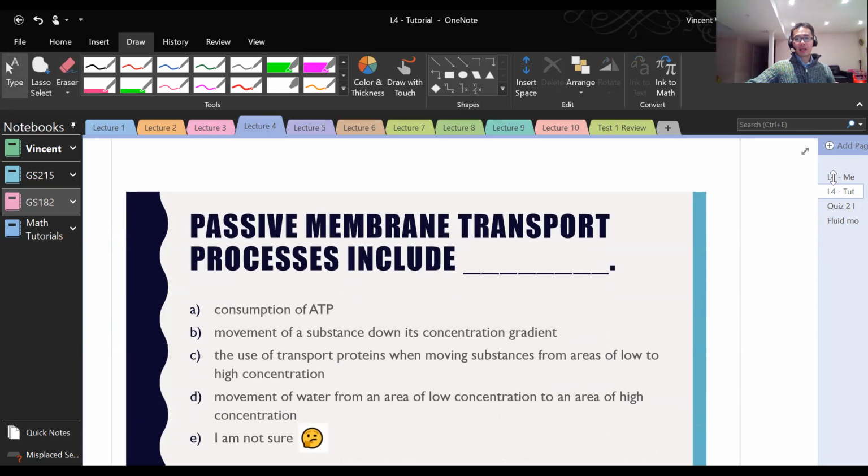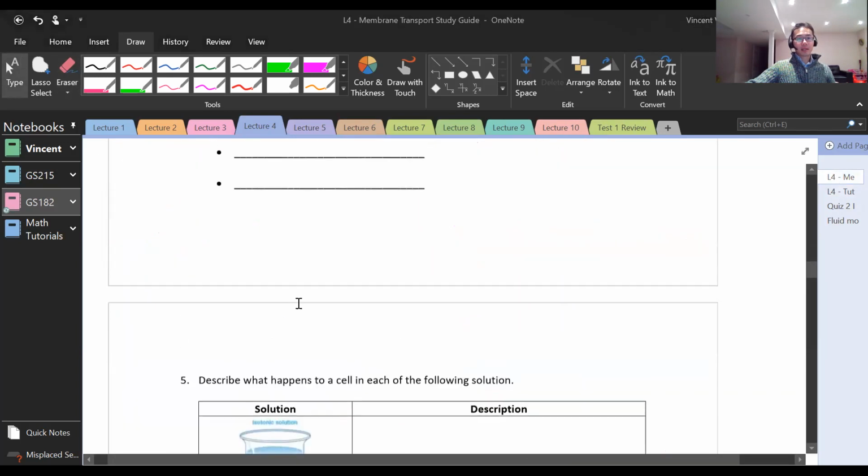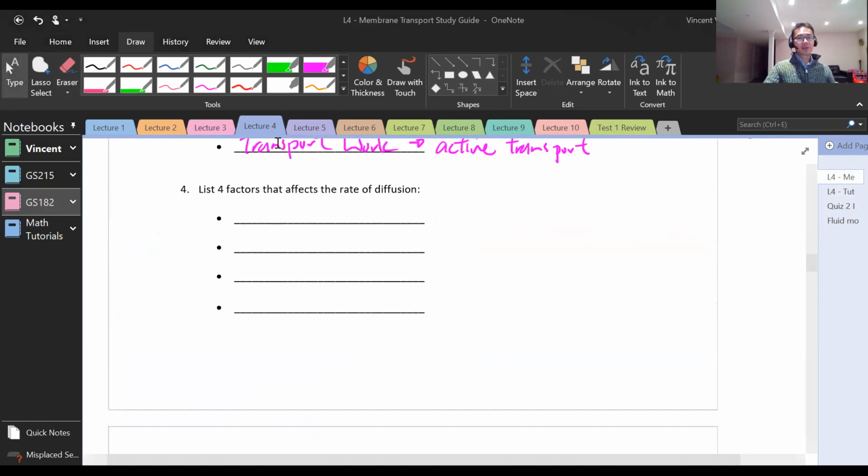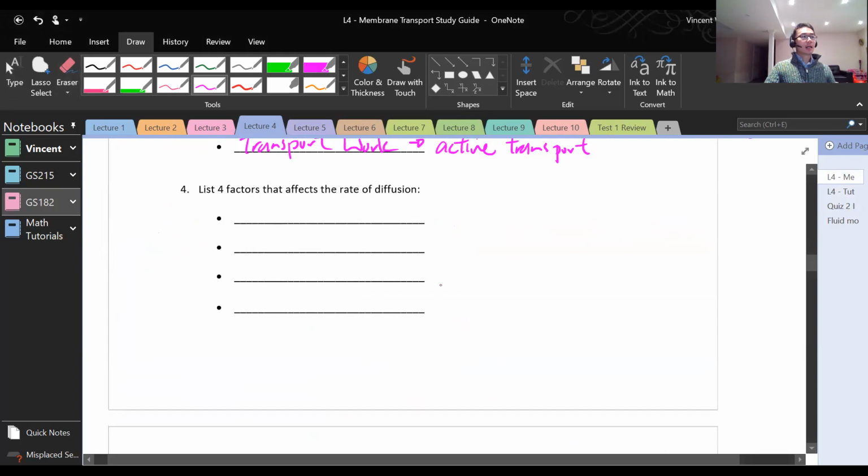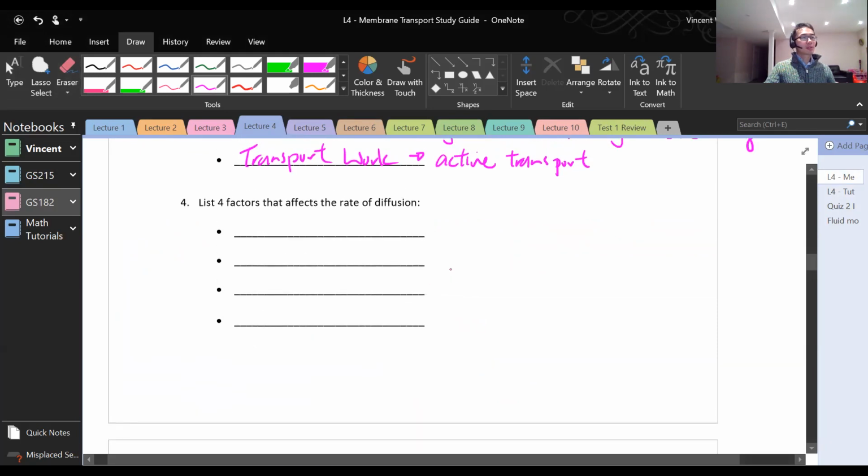Okay. Let's go back to here. Let's keep going. List 4 factors that affect the rate of diffusion. Anybody can help me out here? Yeah, pH, certainly it could in some instances, although not one that we talked about in class. Temperature, yes. Generally, increased temperature equals faster diffusion. Someone says charge, that's correct.